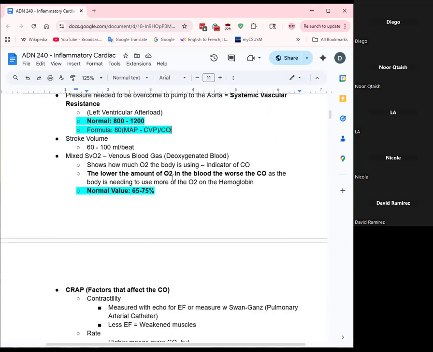Another value that they are not going to test you on, but is something that you can get used to, is a venous blood gas. This shows you how much O2 the body is using. So the idea is that if you have a lower amount calculated from that blood sample, there is a decrease in cardiac output, because it's showing that your body is requiring a higher amount of oxygen than what is expected.